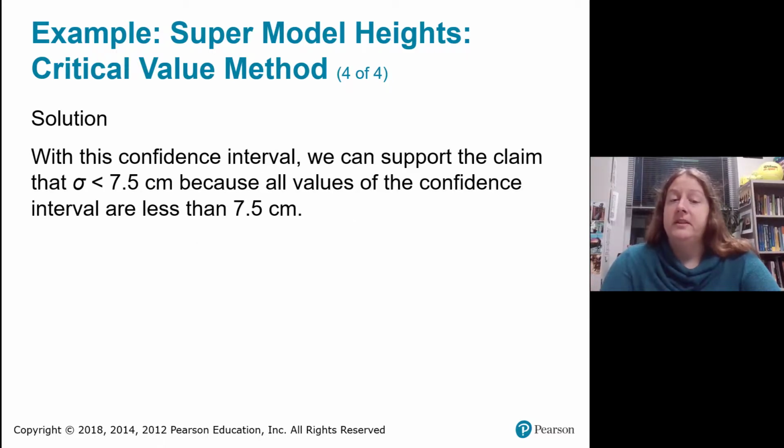With this confidence interval, we can support the claim of our alternative hypothesis that sigma is less than 7.5, so the standard deviation is less than 7.5 centimeters, because all of the values of the confidence interval are less than 7.5 centimeters. And that's all there is to this. So get some practice in, and you're going to do awesome.